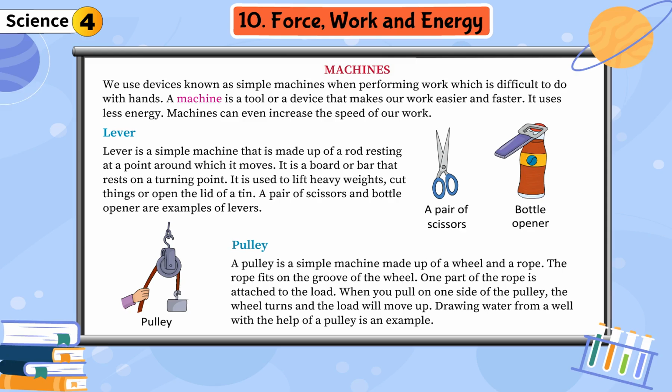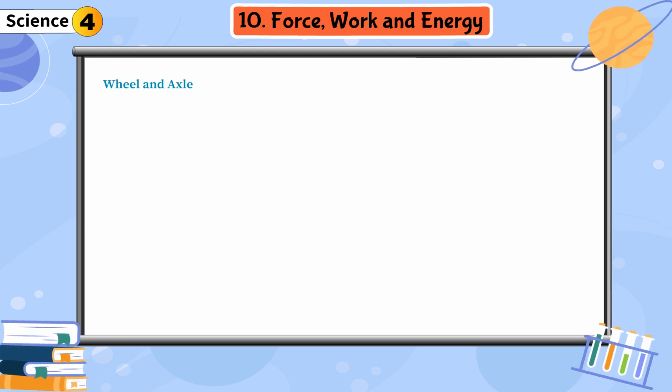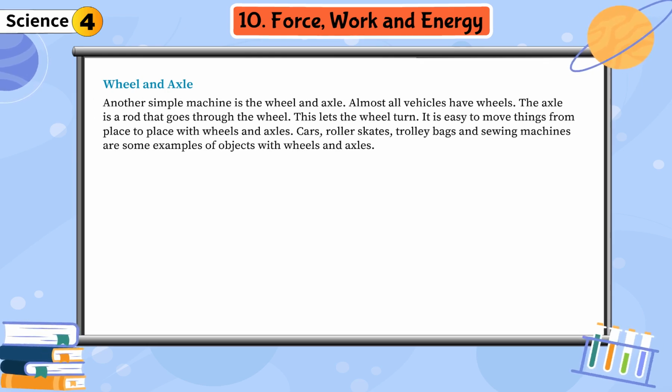When you pull on one side of the pulley, the wheel turns and the load will move up. Drawing water from a well with the help of a pulley is an example. Wheel and axle. Another simple machine is the wheel and axle.